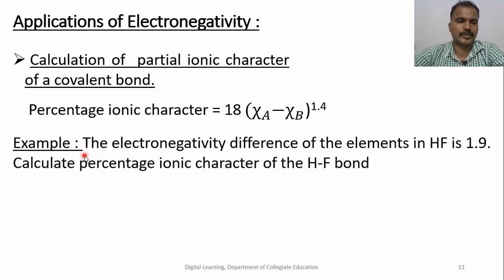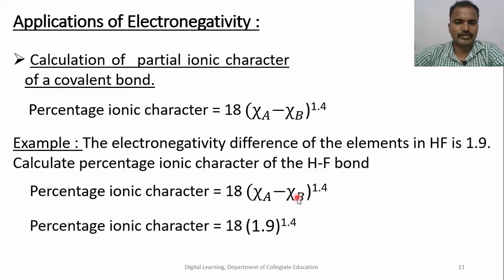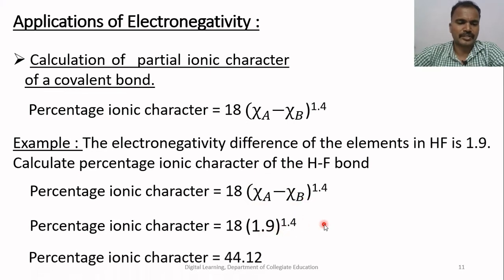Let me consider an example. The electronegativity difference of the elements in hydrogen fluoride is 1.9. Calculate percentage ionic character of the HF bond. So you consider this equation and you substitute the value of electronegativity difference of the bonded atoms, that is 1.9, and on simplification you will get the percentage ionic character, that is 44.12.